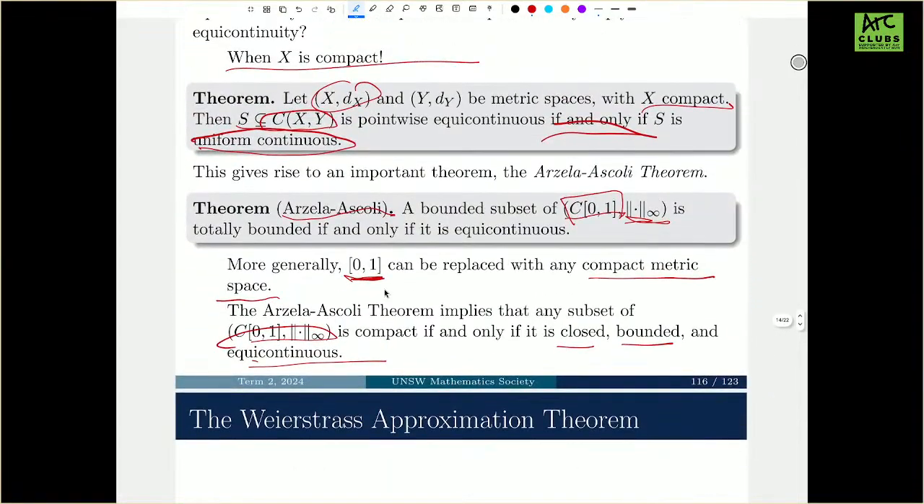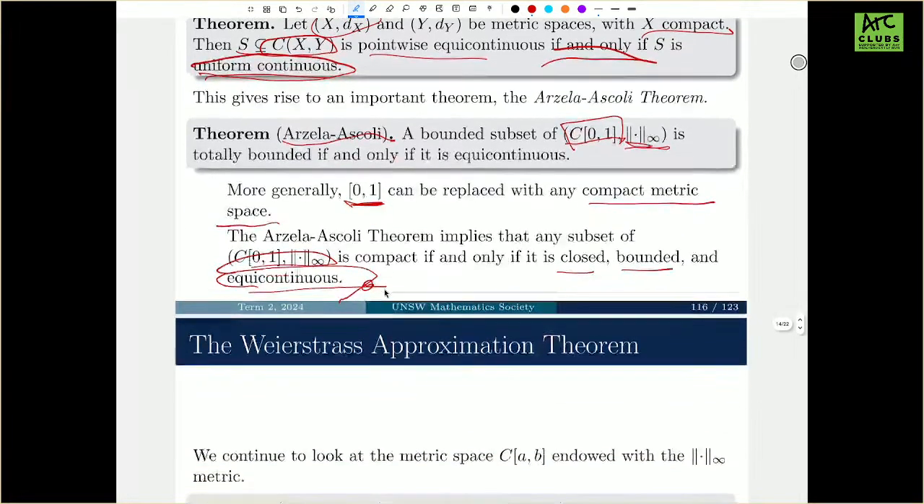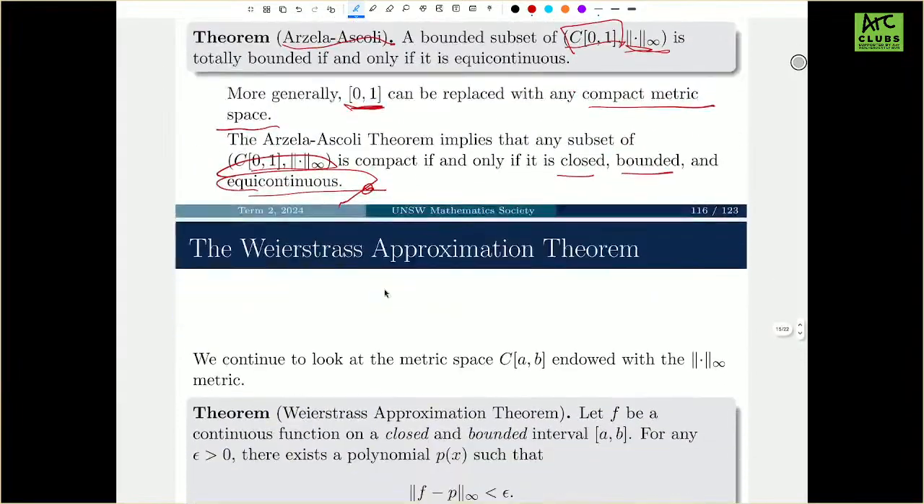Here, we're also equating pointwise and uniform in this definition, because they'll be the same thing.